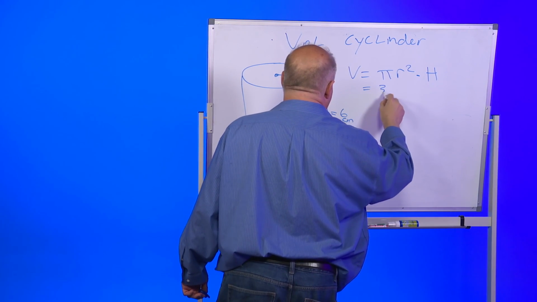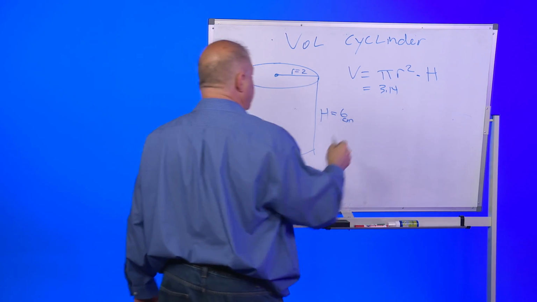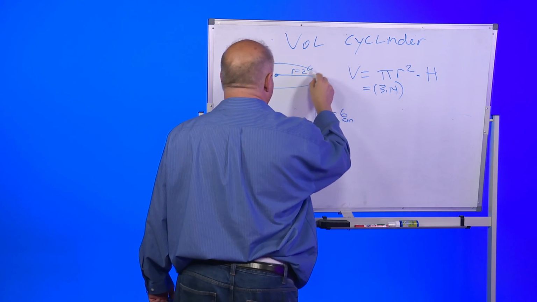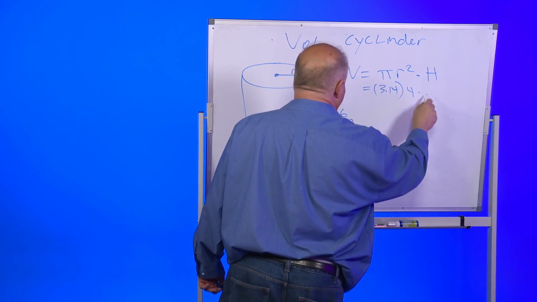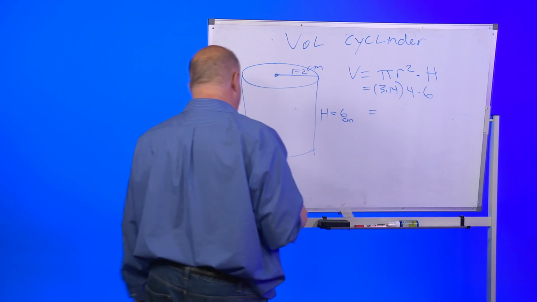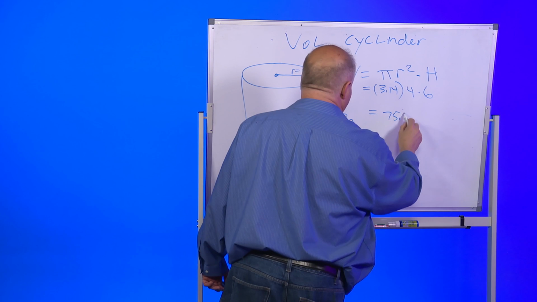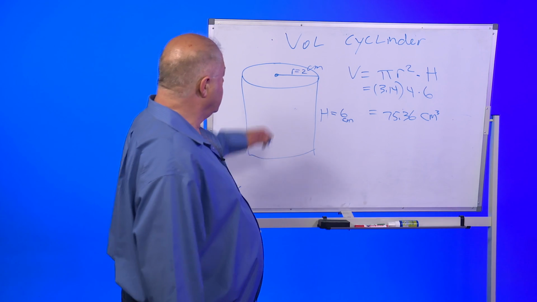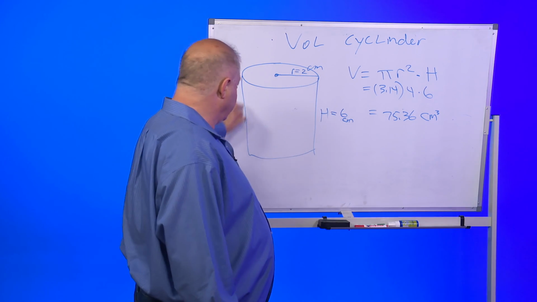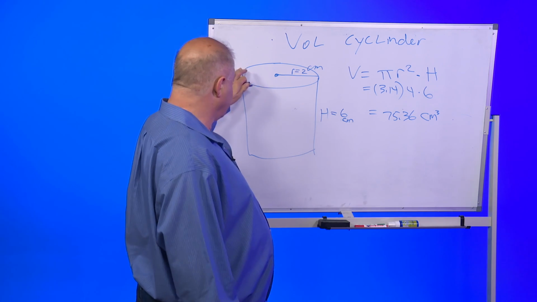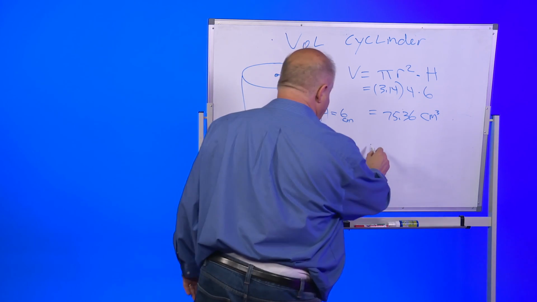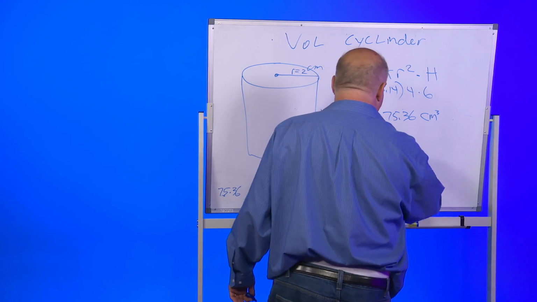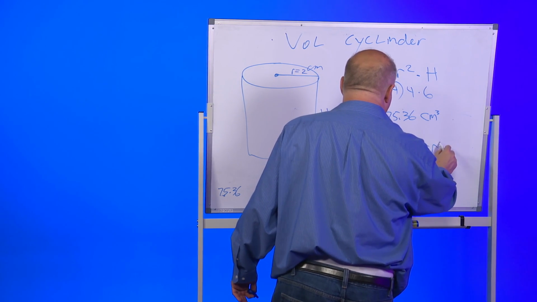And so if we know what pi is, 3.14 is an approximation. R squared, if it's here 2 centimeters, that would be 4, and the height is 6. And then if we multiply that out, that's 75.36 cubic centimeters. And so the volume of a cylinder is the area of a circle times the height. And remember that the area of a circle is pi r squared.